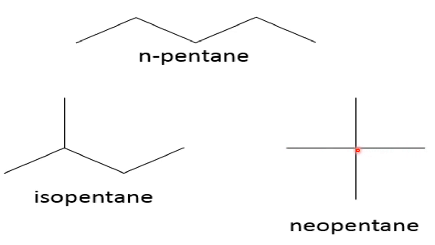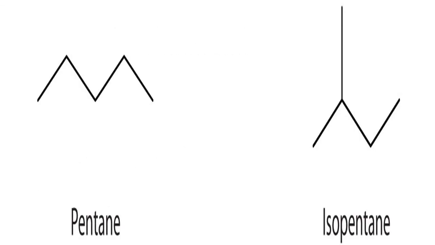Only C here. Why? Two branchings are there. This is CH3, this is CH3. That is CH3, C, CH3, CH3, and CH3. Please write it down. Same normal pentane and isopentane I have repeated here. The branching is here. So please practice so that bond line becomes very easy.